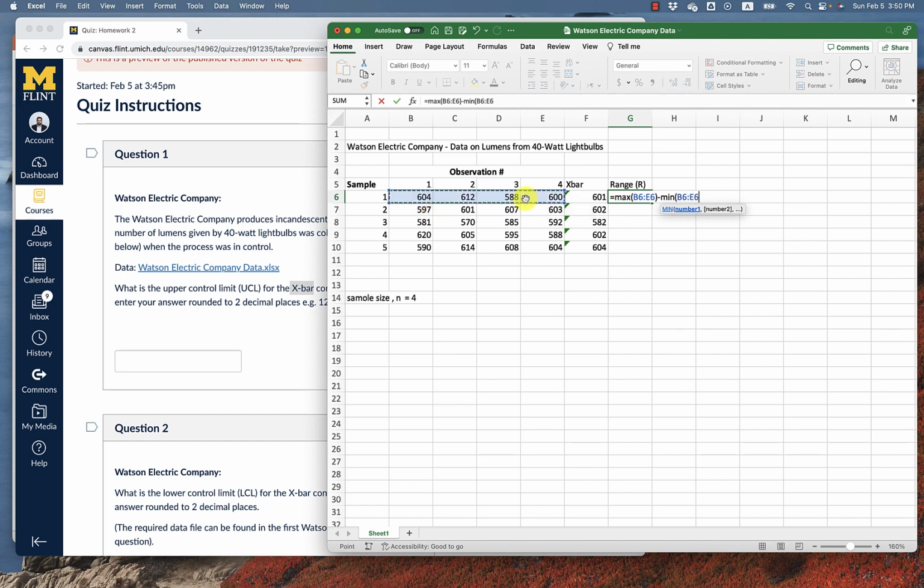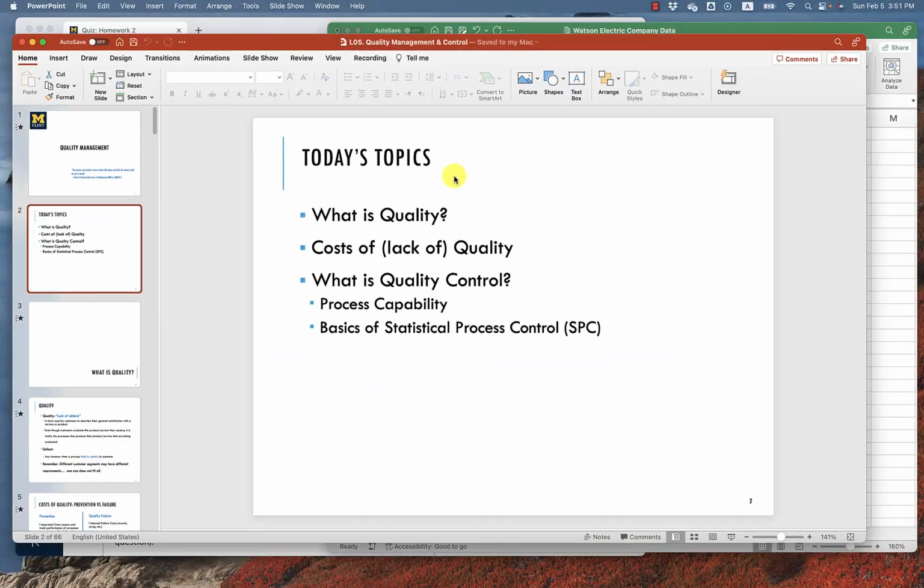Be careful when you enter this max minus min formula that you do not select the X bar value. The max and min are based on the actual observational data, not on the average value. So make sure you don't, by mistake, drag your selection to include this 601. Okay, so the range for the first sample is 24. We can just drag it down, get range for each of the samples. Okay. With these statistics in hand and knowing the sample size of 4, we can now calculate the control charts for this data set. So to do that, we'll go to our slides.